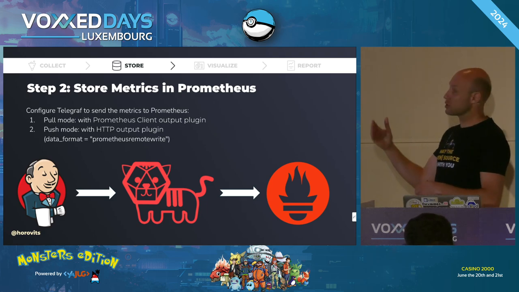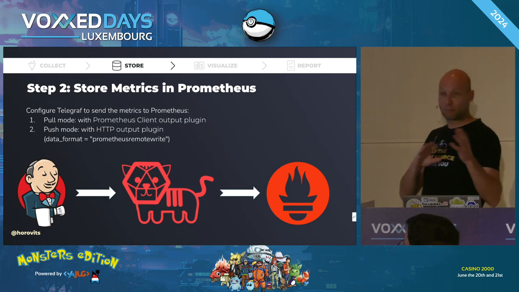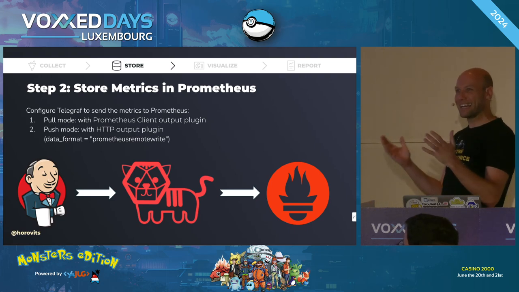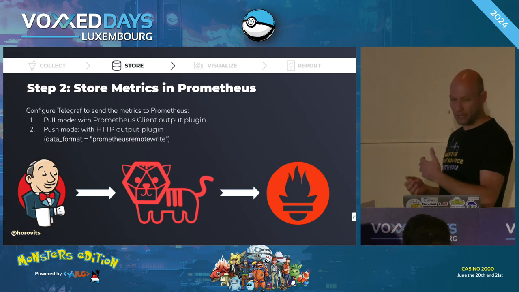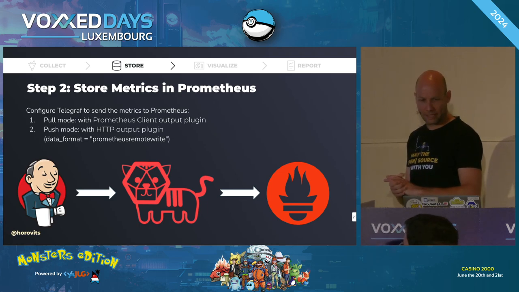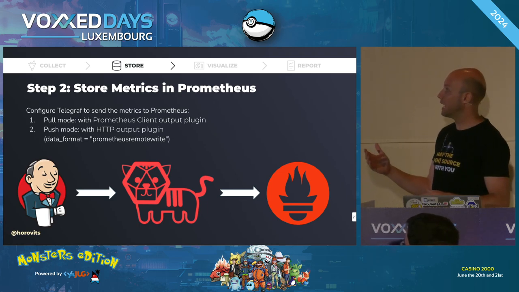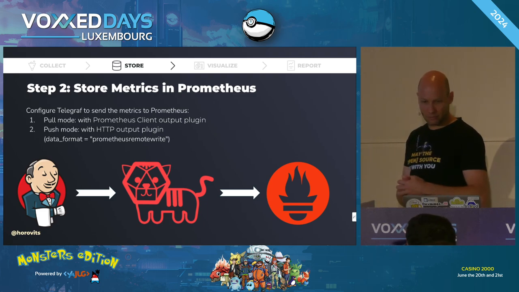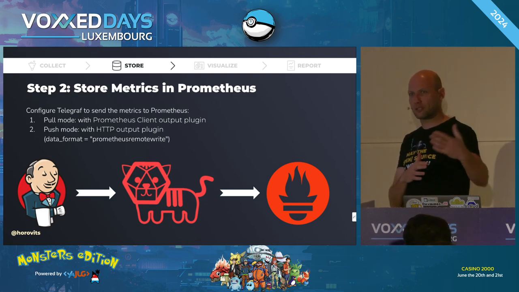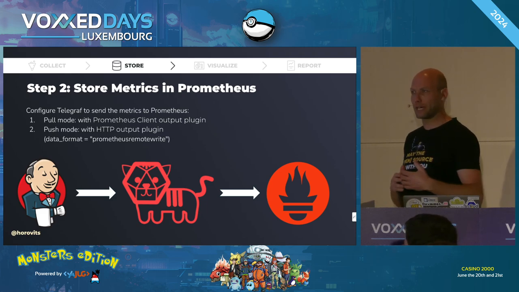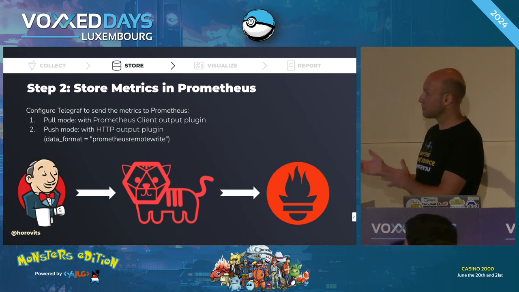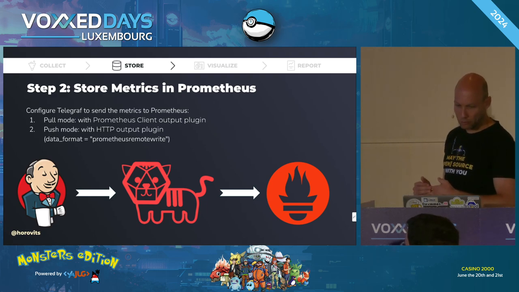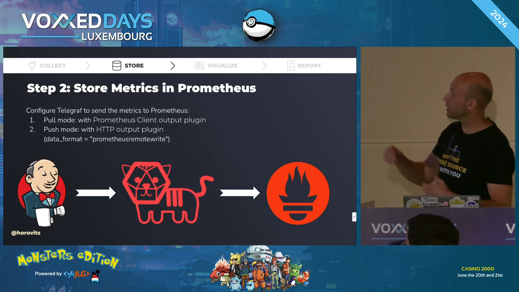you can configure Telegraf to send metrics to Prometheus in two ways. You can do that in pull mode or in push mode. If you do that in pull mode, that's the standard Prometheus way, the scraping, as it's called in Prometheus, then you configure Telegraf to expose a /metrics endpoint, and then that Prometheus instance of yours can just scrape or pull the metrics off of Telegraf. Okay, that's the pull mode. For that, use the Prometheus client output plugin. You have the link there.